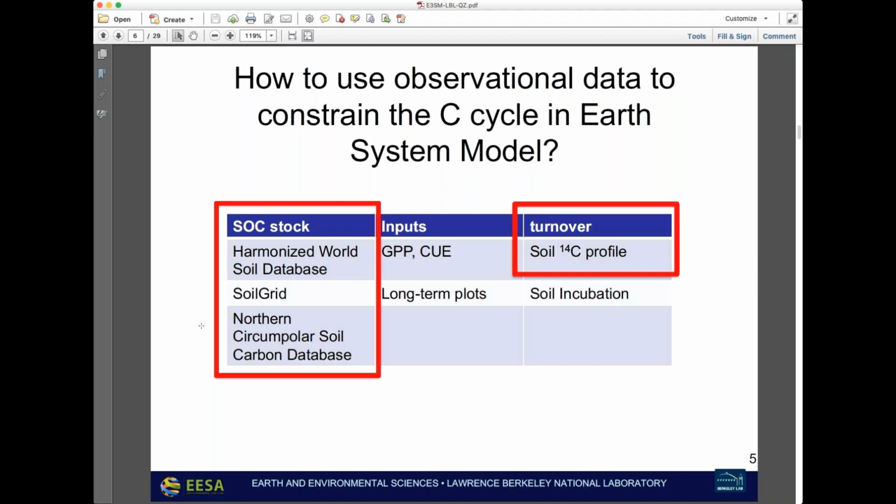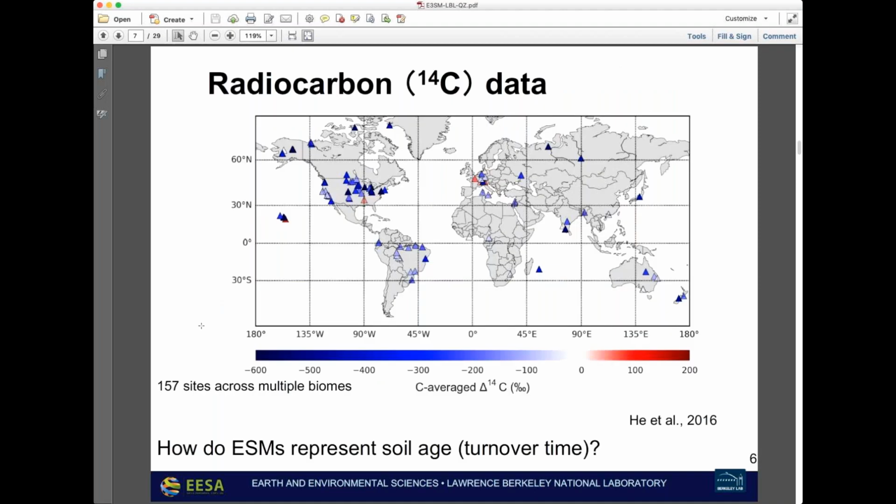Fortunately, we have soil 14C profiles all over the world, and we have a lot of samples of soil profiles, and the database is growing. So the idea is that we want to use at least both SOC stocks and also turnover to constrain the carbon cycle in the Earth system model, rather than just comparing the SOC stock, which is going to be less informative.